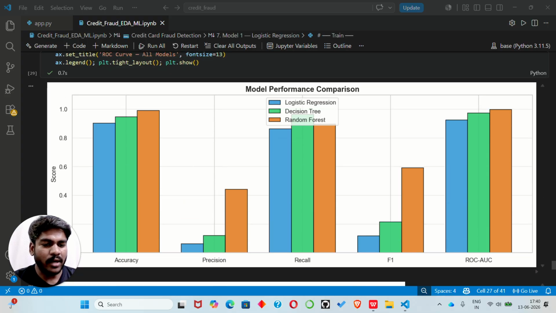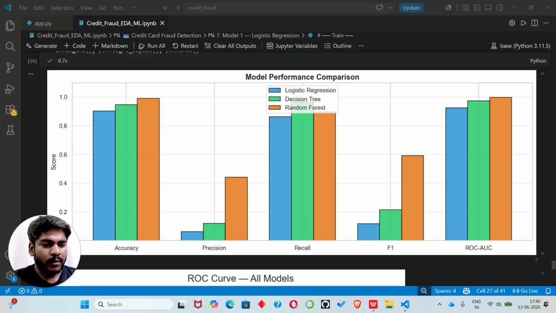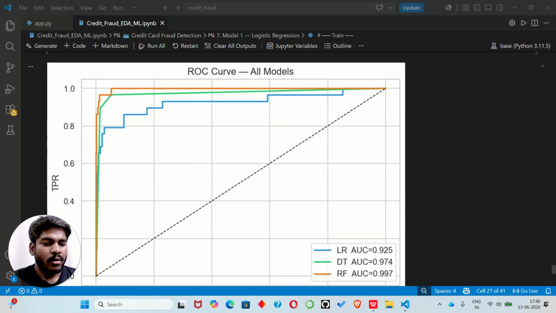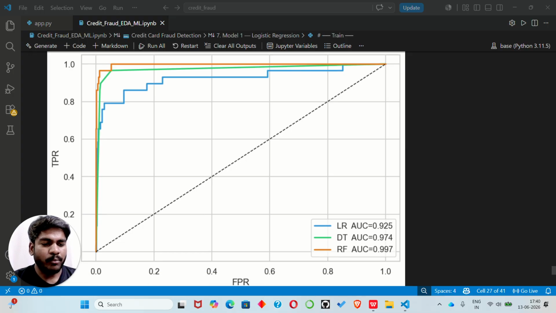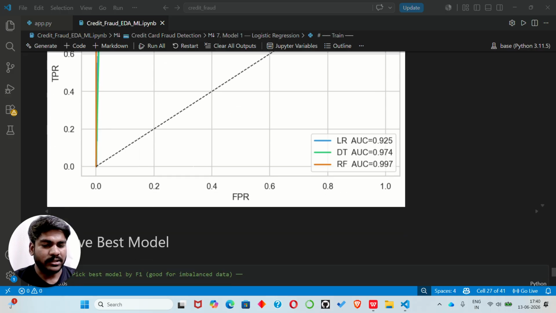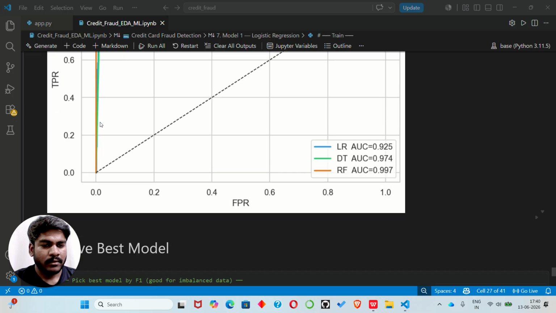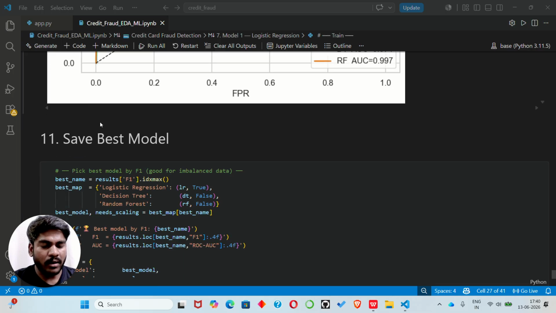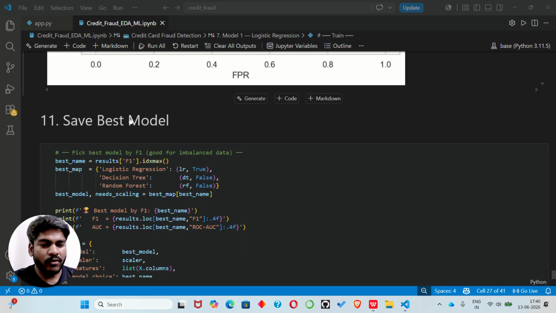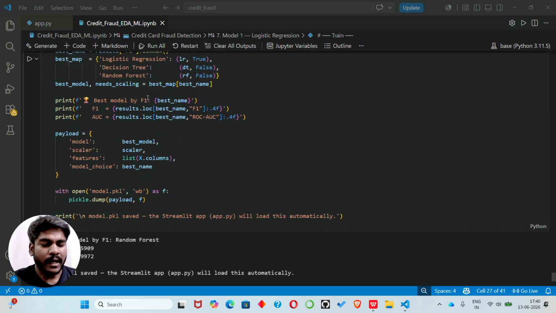Logistic regression got a ROC AUC of 0.941 and recall of 0.870. Decision tree got a ROC AUC of 0.901 and recall of 0.852. And the random forest got the best result with a ROC AUC of 0.970 and recall of 0.856. So the random forest is the best model. It correctly identifies 85.6% of all fraud transactions. By looking at all of the above points, the random forest model is the best model, and we will save it and proceed further.